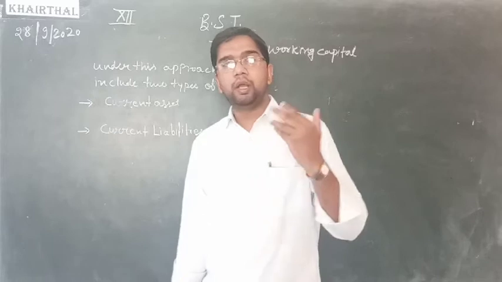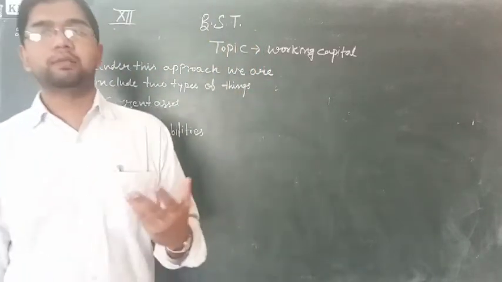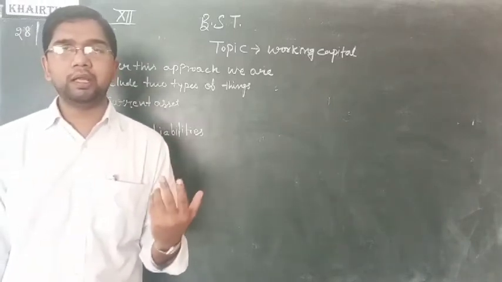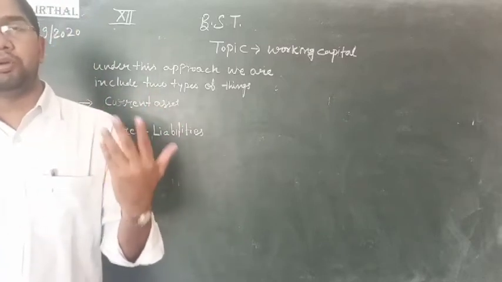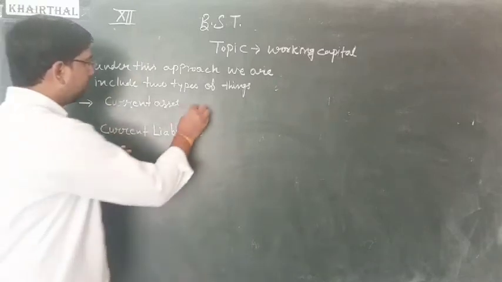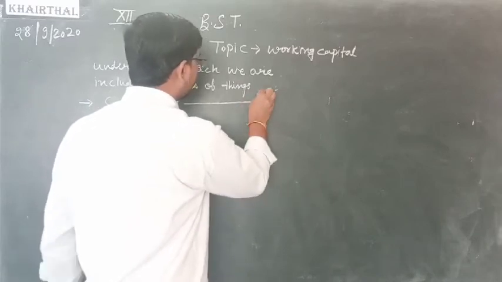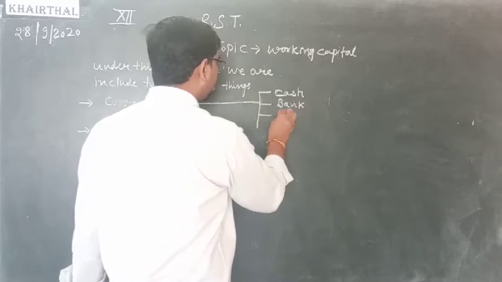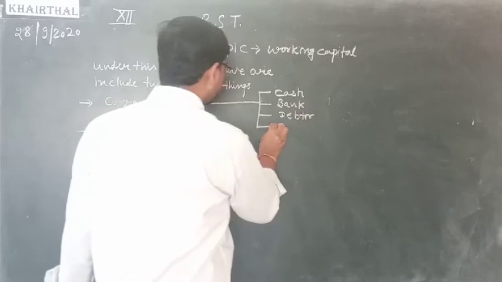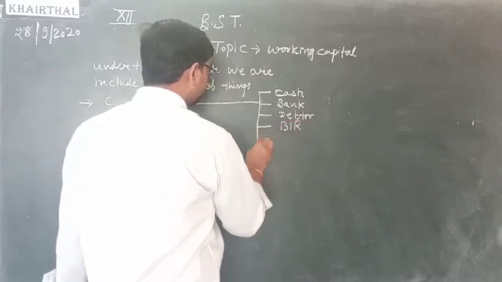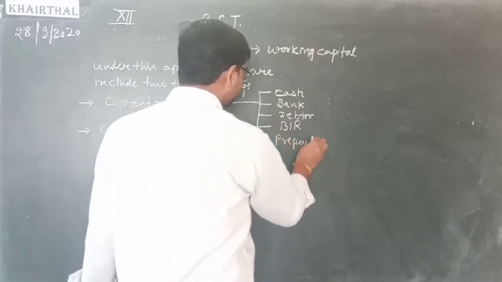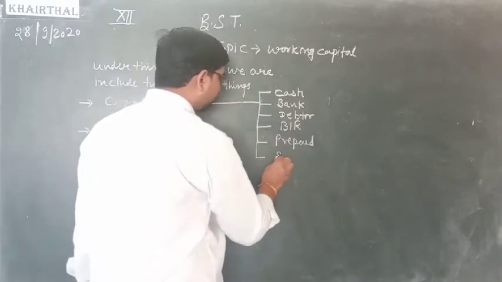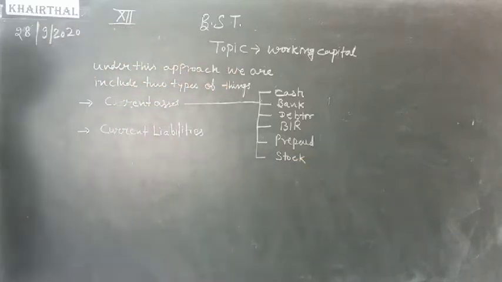Current assets are those assets which are easily converted into cash. So what are current assets? Current assets include cash, bank, debtors, bills receivable, prepaid expenses, and stocks.